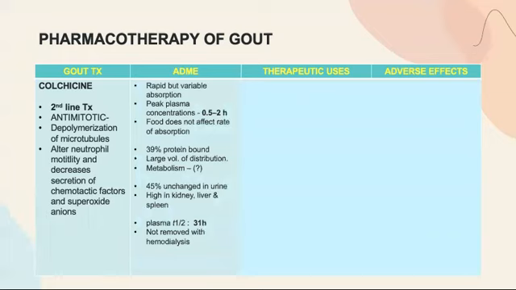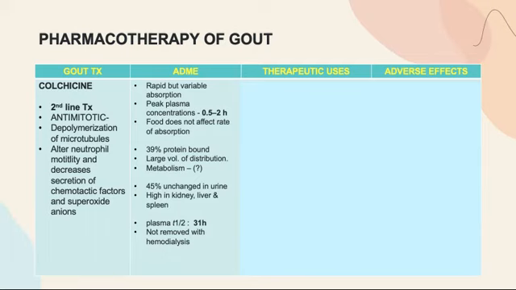Absorption of oral colchicine is rapid but variable. Peak plasma concentrations occur 0.5 to 2 hours after dosing. Food does not affect the rate or extent of colchicine absorption. In plasma, 39% of colchicine is protein-bound, primarily to albumin. The formation of colchicine-tubulin complex in many tissues contributes to its large volume of distribution. There is significant enterohepatic circulation. The exact metabolism of colchicine in humans is unknown.